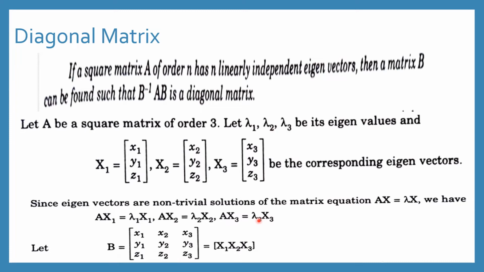Ax is equal to lambda x. That is what is stated here. Ax1 can be written as lambda 1 x1, Ax2 can be written as lambda 2 x2, Ax3 can be written as lambda 3 x3.